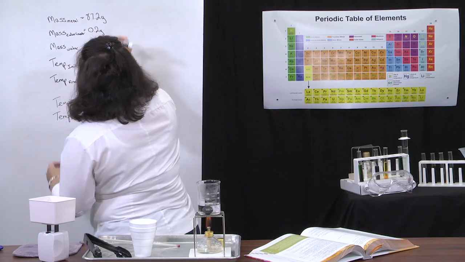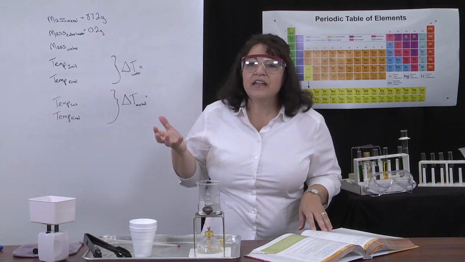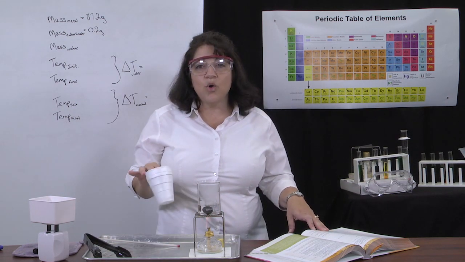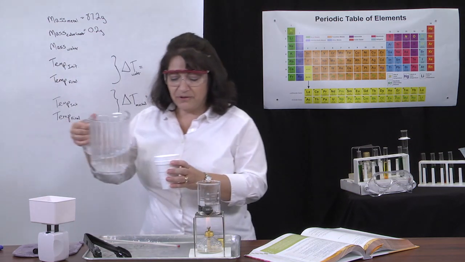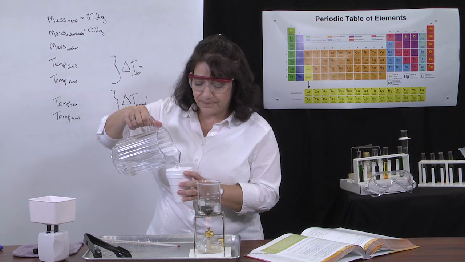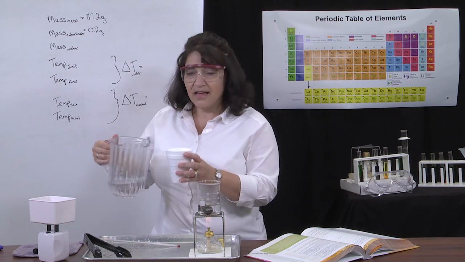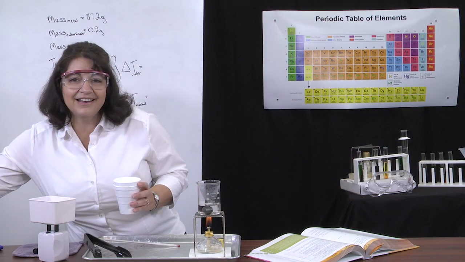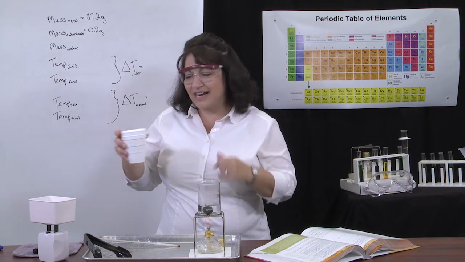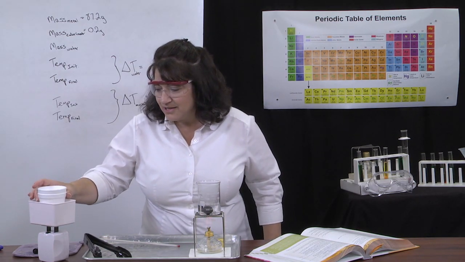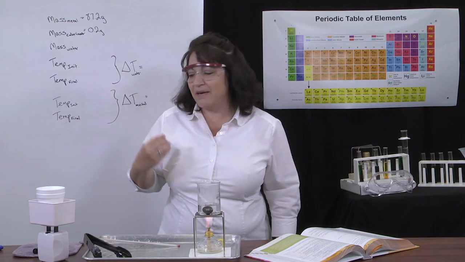Okay, now I'm going to fill the calorimeter with water, just regular room temperature water, which I have over here. And I'm going to fill it about 3/4 of the way full. And I want to measure the mass of my water. To do that, I'll take the mass of the calorimeter and the water, measure that, and then subtract the mass of the calorimeter from that measurement.